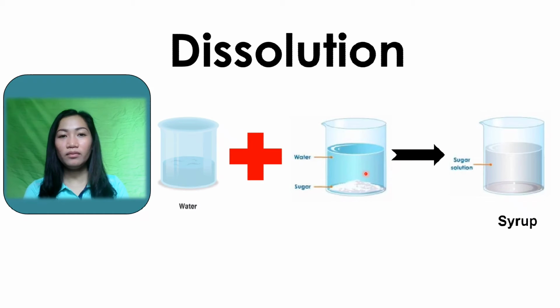So, the water serves as the solvent and the sugar is the one dissolved in the water, meaning it is called the solute. And the final result will form a homogeneous mixture, meaning you cannot see the sugar added in the water anymore. It becomes clear. Homogeneous mixture.